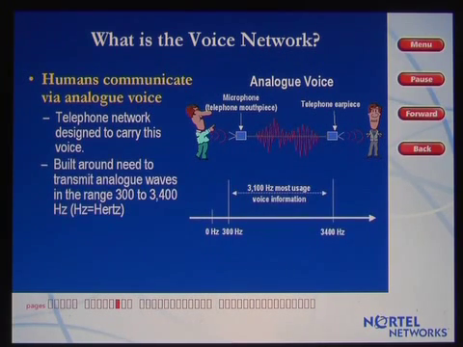The frequency range for speech on an analog circuit is 300 to 3400 Hz. Speech being carried through an analog circuit is also called 3.1K speech or commercial speech. The original telecommunications network was designed to carry these voice signals.